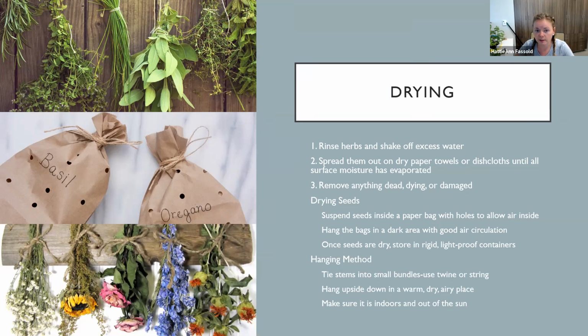And then with seeds, after you've done all that, you want to put the seeds in a paper bag, or any kind of bag that has good air circulation with holes in it, so the air can get in and continue drying that seed out. And then when the seed is all dried, you can hang that bag in a dark area with good air circulation. And then they can be stored in rigid light-proof containers. You don't want any light getting to the seeds. You just want them to stay seeds and not grow into anything else if you're wanting to use the seeds for cooking, right?